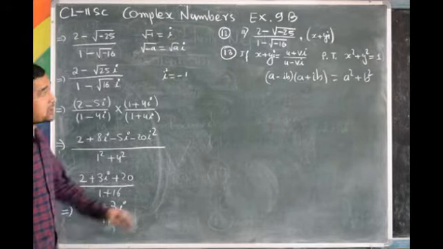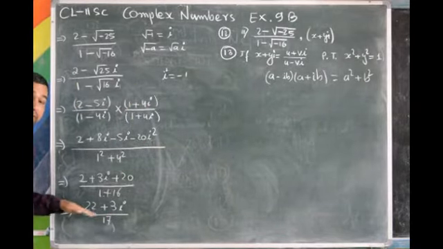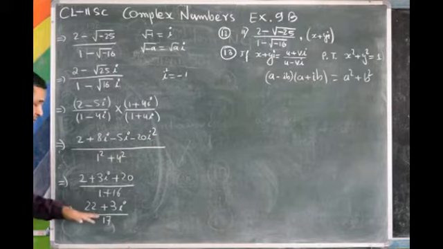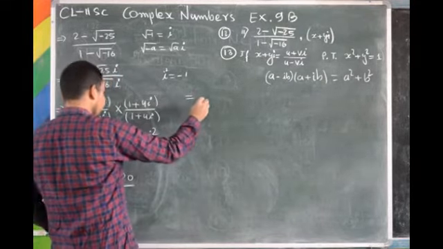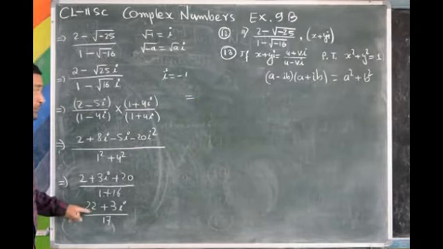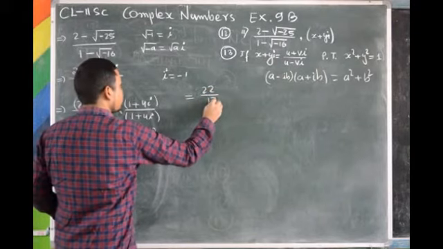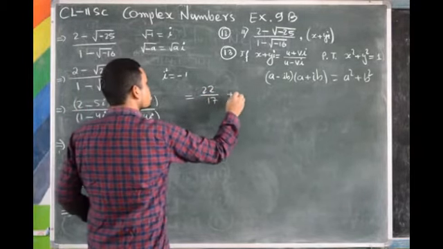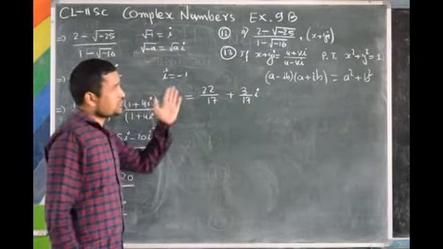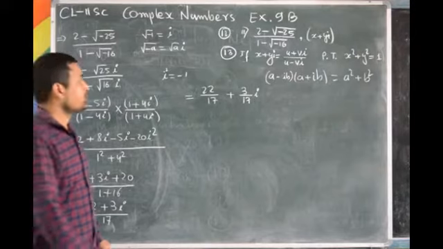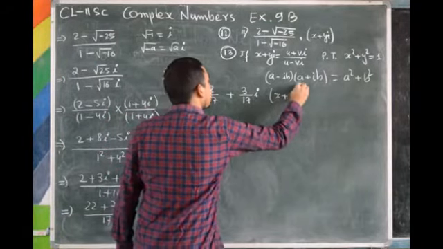Now the question asks to write in the standard form. Let's separate the denominator for each numerator. Now this is equal to 22 by 17 plus 3 divided by 17 i. Now it's converted into standard form, which is x plus yi.